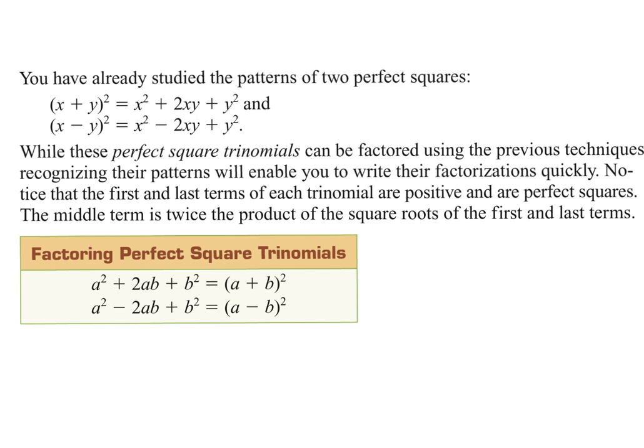So for perfect square trinomials, the last one must be positive for this to work, but the middle one could be positive or negative, depending on if you're adding or subtracting. Let's look at the examples.